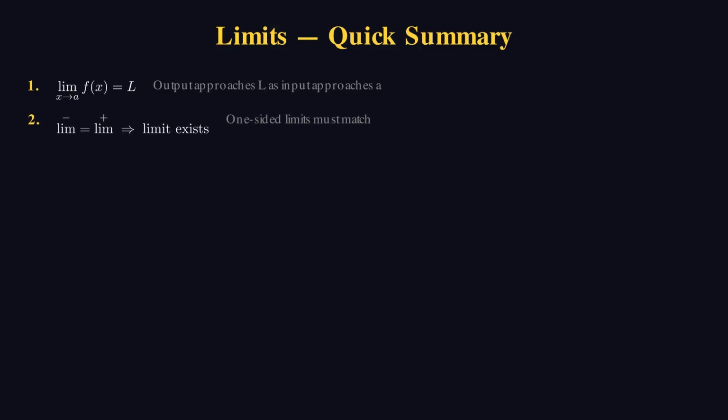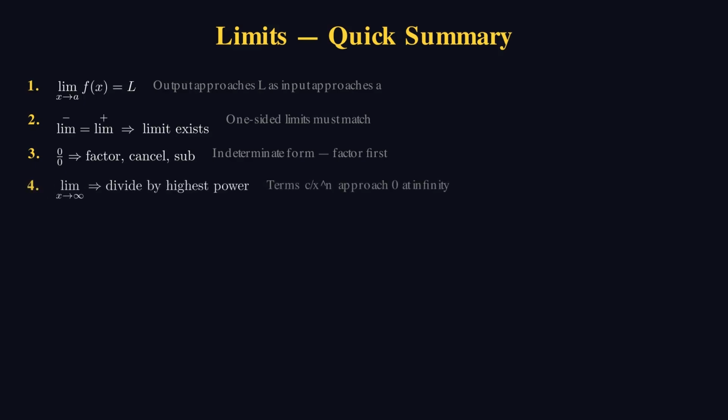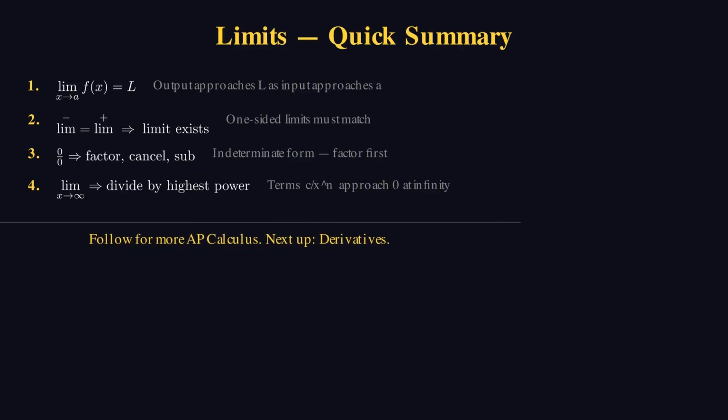Quick summary. A limit describes what a function approaches near a point. x never has to equal that point. For a two-sided limit to exist, both one-sided limits must match. 0 over 0 means factor and cancel. For limits at infinity, divide by the highest power of x. That is limits. Everything in calculus, derivatives, integrals, continuity builds on this.